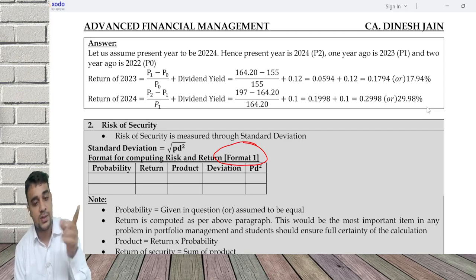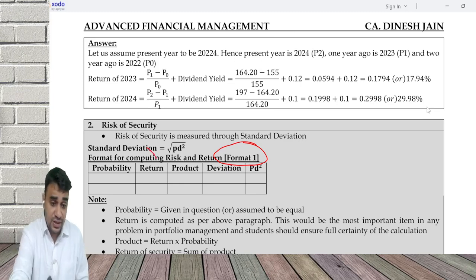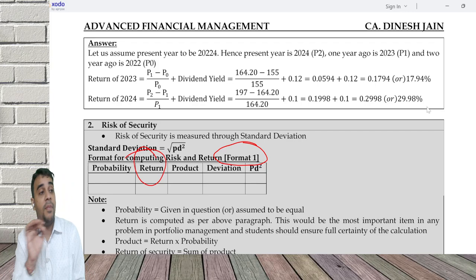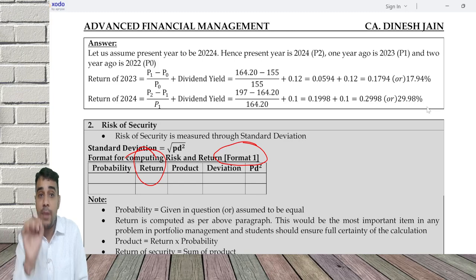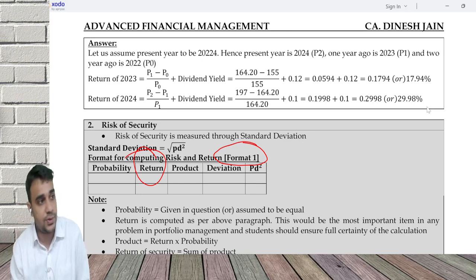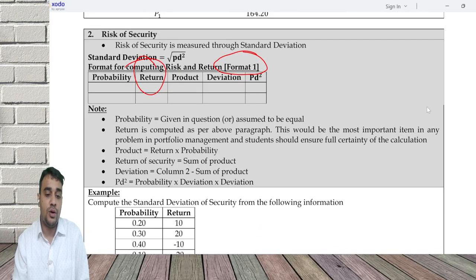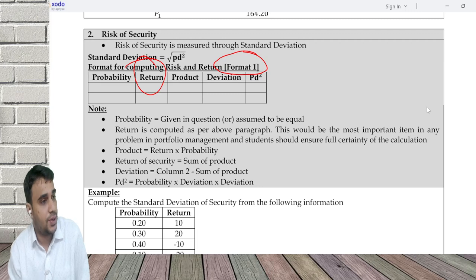What is return? As per concept 1. What is product? Return into probability. What is deviation? This return column minus the sum of the product. PD square is probability into deviation square. Square is only for deviation. Put a total, take a square root, and you will get the standard deviation.